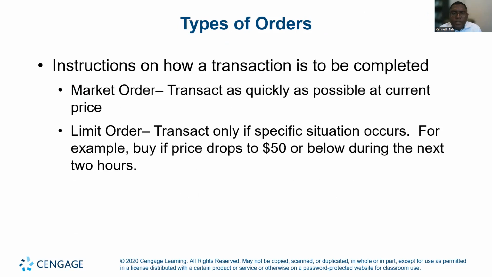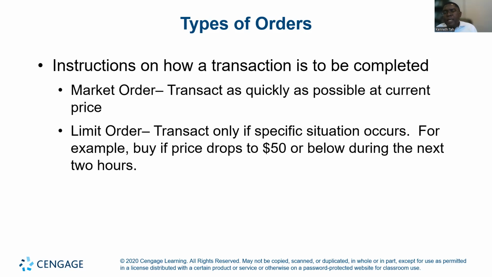So, types of orders: how a transaction is to be completed. We have what we call a market order, and we have what we call a limit order. With a market order, the transaction is done as quickly as possible. So you transact as quickly as possible at the current price.